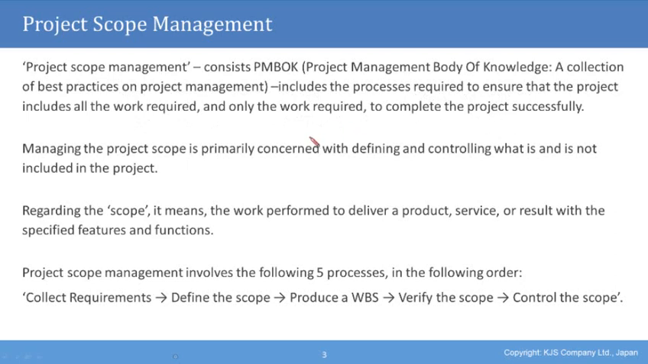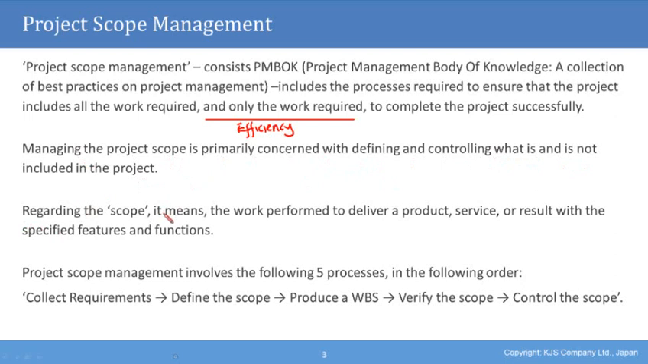Now there are many key points here, but I say one of the most important things is actually that it's only the work required. This is to do with efficiency. If you end up doing things that are not required, then you're just wasting your time. And we need to complete the project successfully. This may seem like an obvious point. Managing the project scope is primarily concerned with defining and controlling what is and is not included in the project. Again, that sounds quite simple, but this is extremely important.